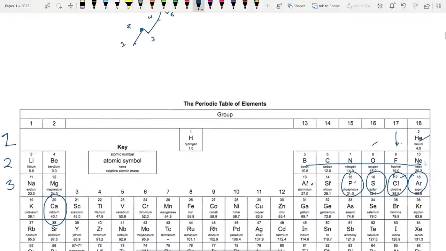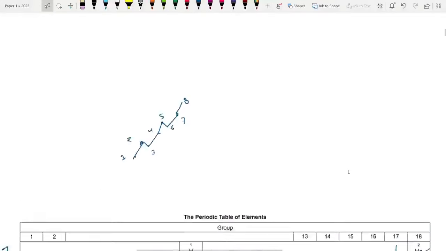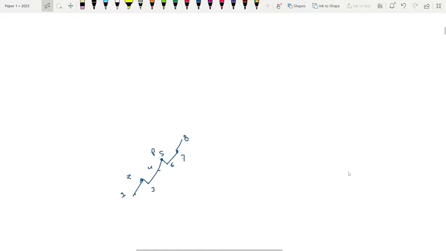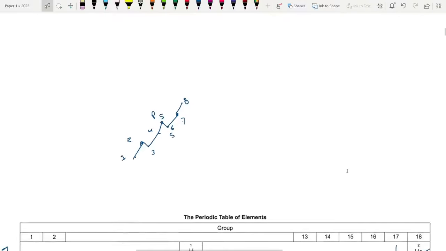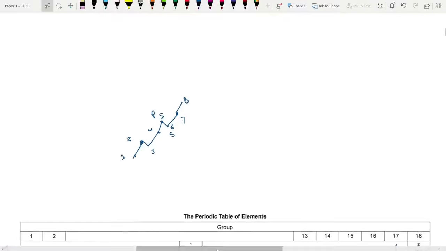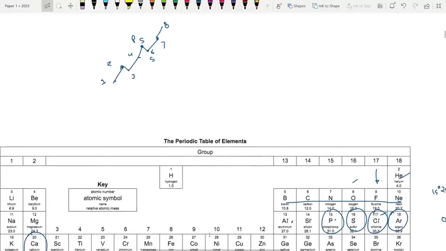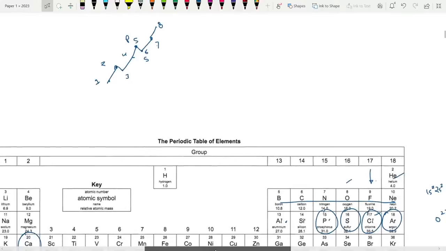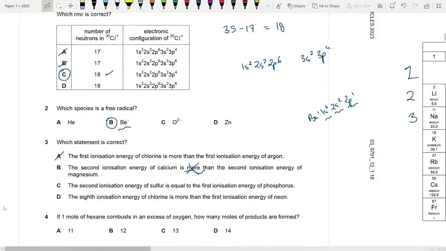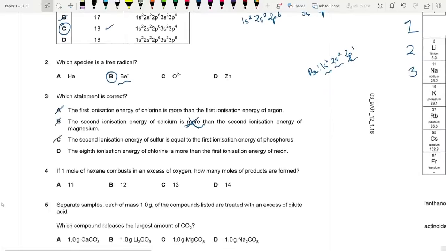Next, the second ionization energy of sulfur is equal to the first ionization energy of phosphorus. No. Basically, I told you, phosphorus is in group 15. So phosphorus is over here and sulfur is over here. Sulfur has a bit lower IE than phosphorus, mainly due to the fact that it has two electrons in its p orbitals, which results in electron pair repulsion, right? So C is also wrong. So the correct answer must be D.